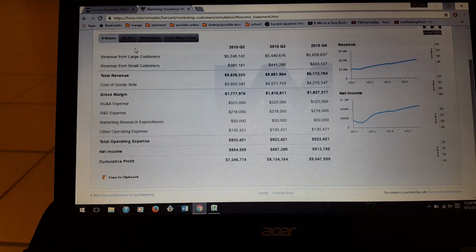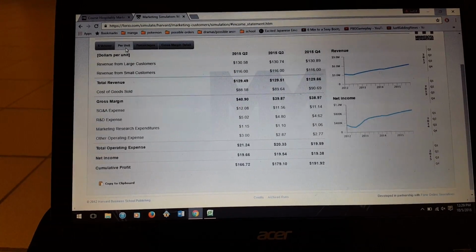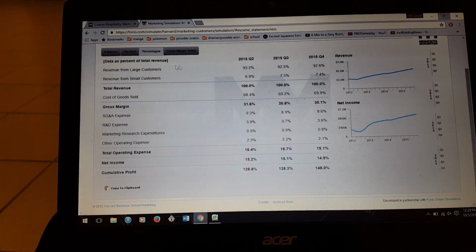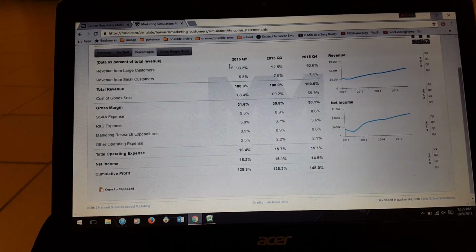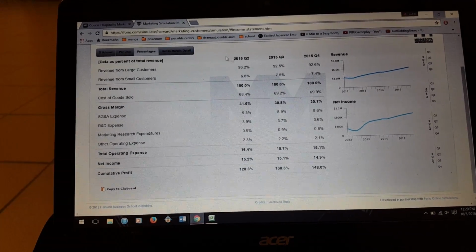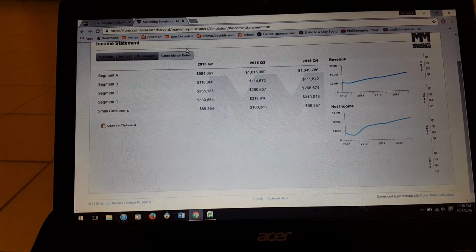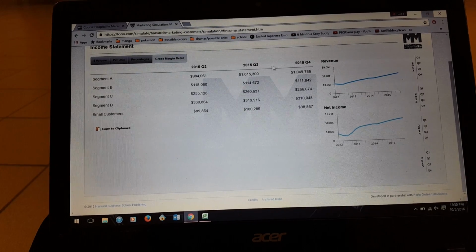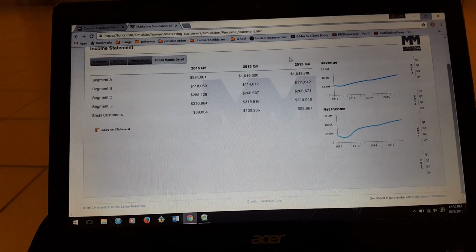Currently you're viewing in volume, but you can also look at dollars per unit. You can also look at the data as percent of total revenue between the quarters that you previously worked on, and also the gross margin detail between segments A through E. And again, it's showing you between quarters. It basically shows you the last 3 quarters that you were working on.